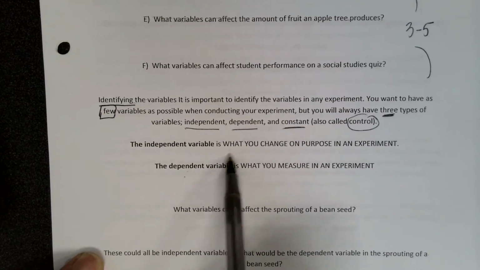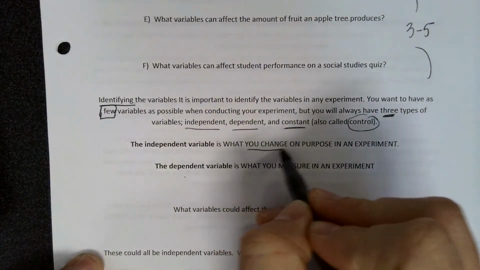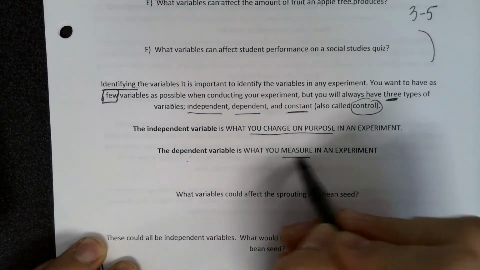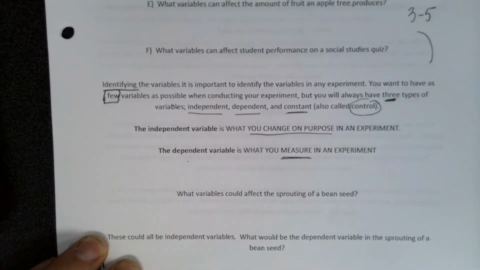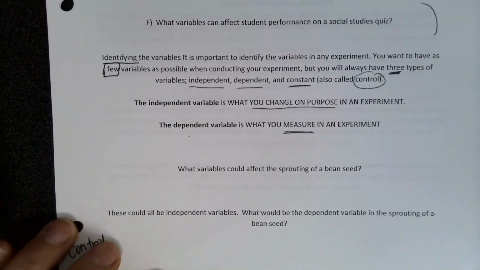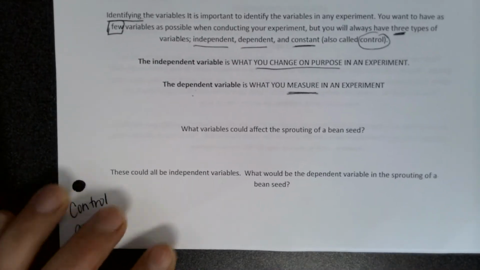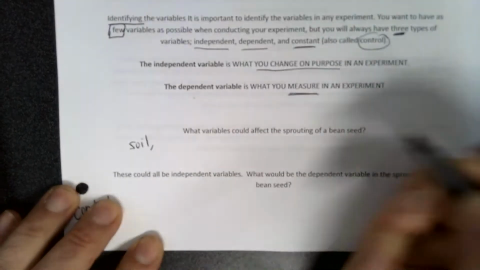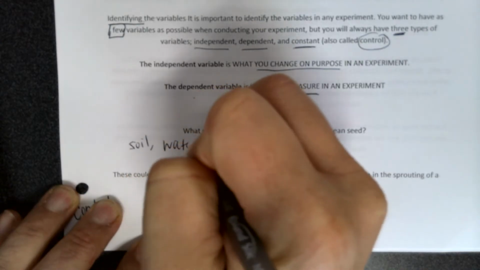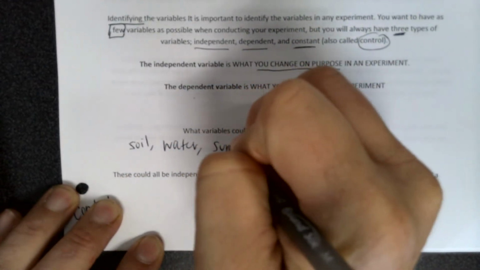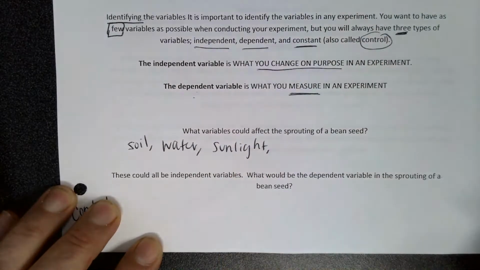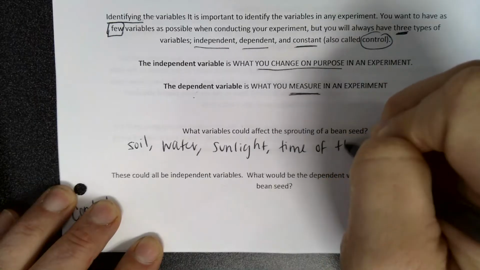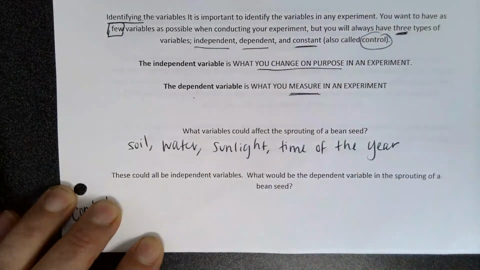So the independent variable is what you change on purpose. We're going to do lots of examples. The dependent is what you measure. So let's try to apply this in a scenario. What variables could affect the sprouting of a bean seed? You can think of this like, okay, what kind of soil, how much water, how much sunlight that seed gets. What else might affect it? Maybe the time of the year. I'm sure we could think of other things here, but those are the variables off the top of my head.